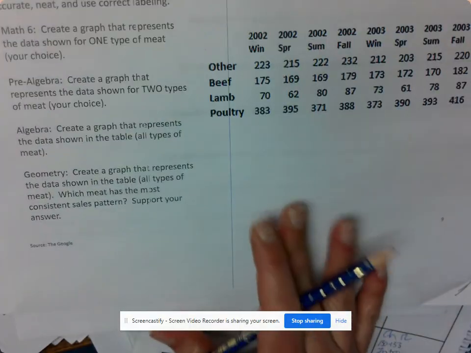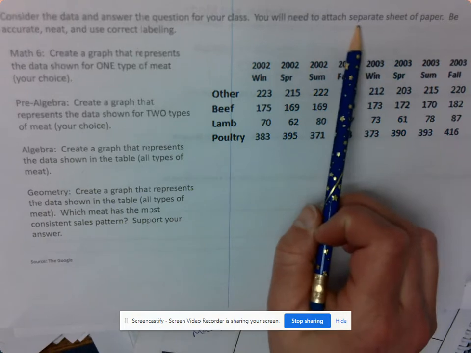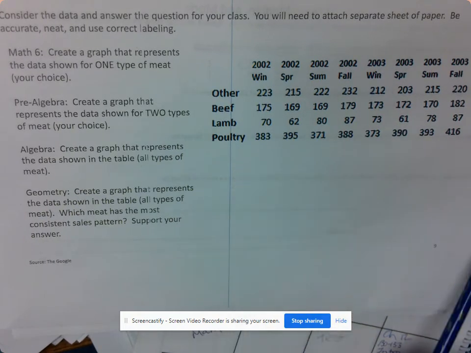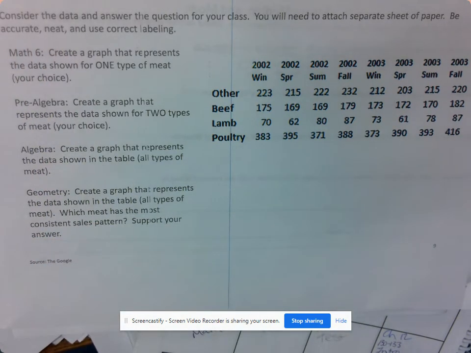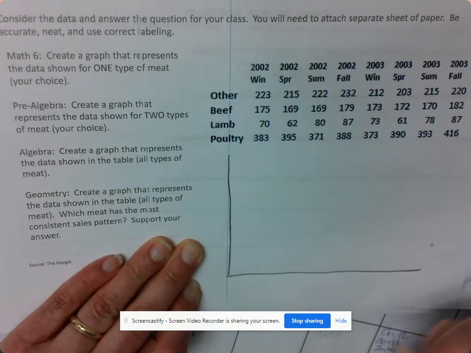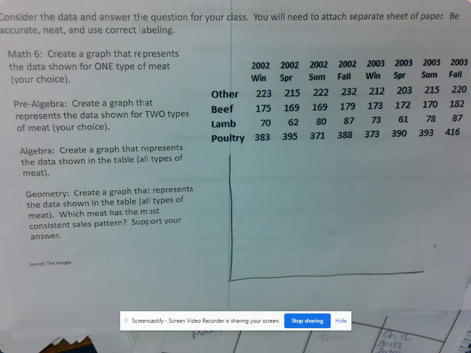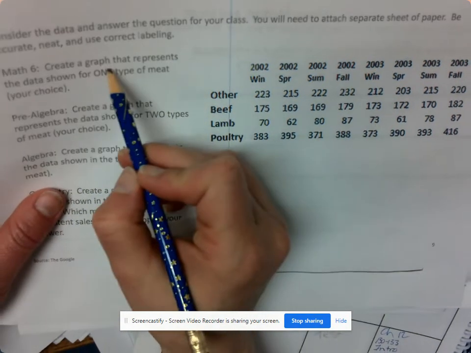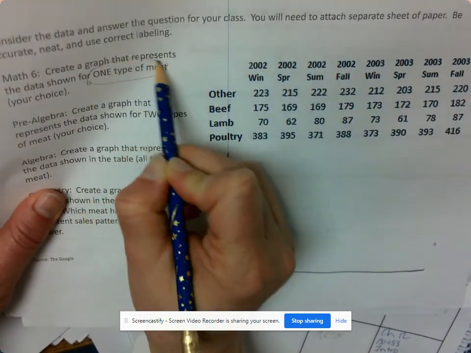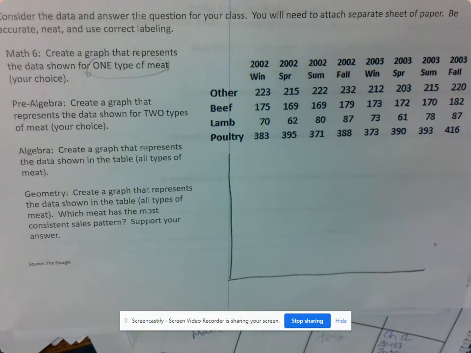Our last page is making a graph. We need to remember it says you can use a different sheet of paper or you can use this bottom space. Make sure it's accurate and neat so I can read it, and make sure you do correct labeling. So if I'm going to make my graph right here, how should I label my left and my right? I need to show a graph that represents one type of meat. So what should I write on the left and what should I write on the right? Tristan, what do you think?